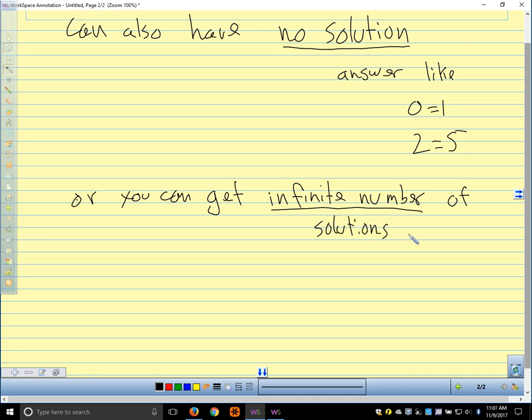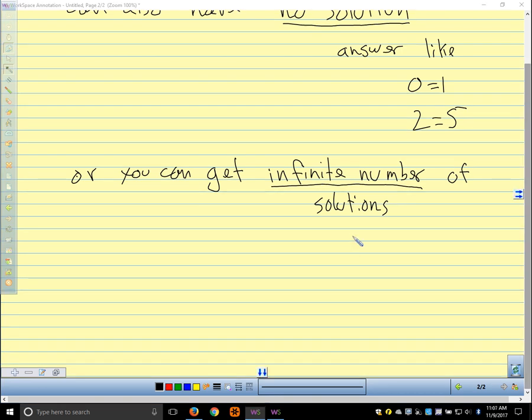So those equations don't represent two lines, they're actually one line. And that doesn't mean that infinity is a solution. We're not saying that infinity is a solution, just that there are an infinite number of solutions. And you can tell that when you get an answer like 0 equals 0 or 2 equals 2, something that's always true. So that tells you have an infinite number of solutions.